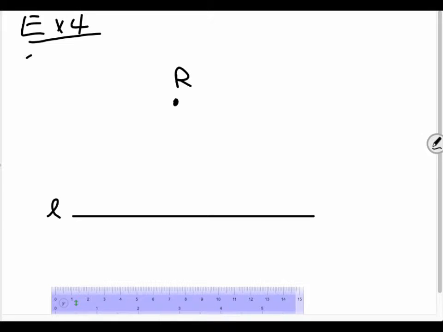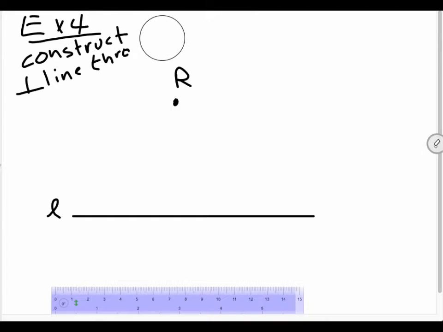And so example number 4 wants us to construct a perpendicular line through, boy, that's here. That's horrible penmanship. Through the point R.